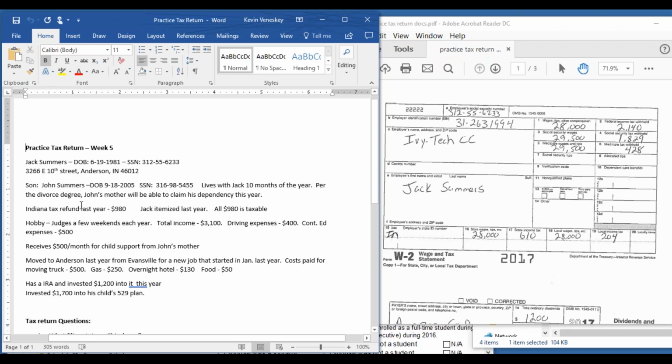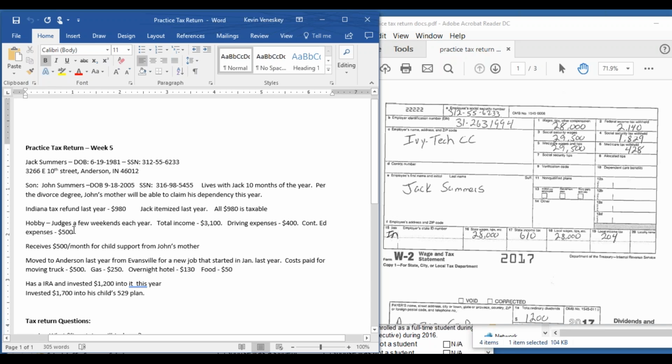So we go down through. Jack had a refund from the state taxes last year of $980. Jack itemized last year. He's not going to this year. But since he did itemize, then all of that is taxable, so we will need to put that in.